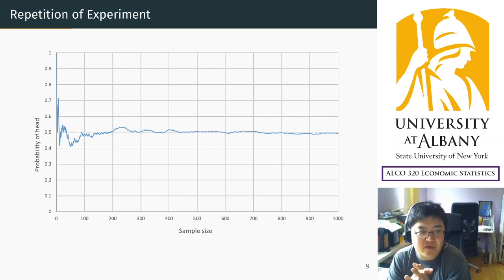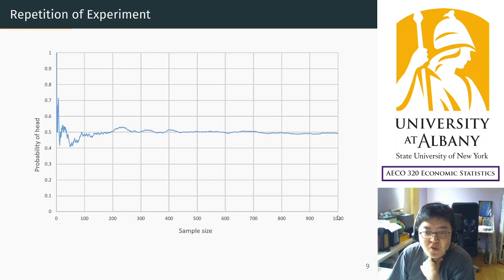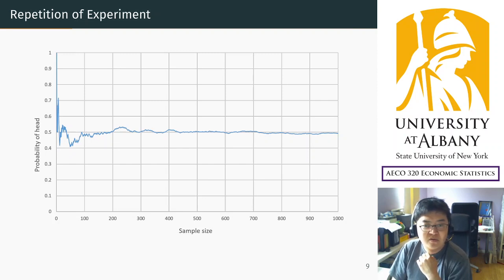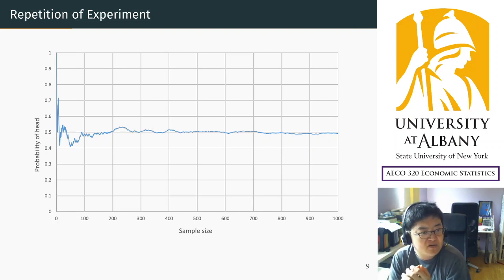But then think about this. Even when you toss a coin 1,000 times, still the probability is not exactly 0.5. Then how do we know the true probability is 50%? Actually, the probability 50% is not a statistical result. It is more about physics. To understand that the true probability is 50%, you would have to throw the coin an infinite number of times, which is impossible.